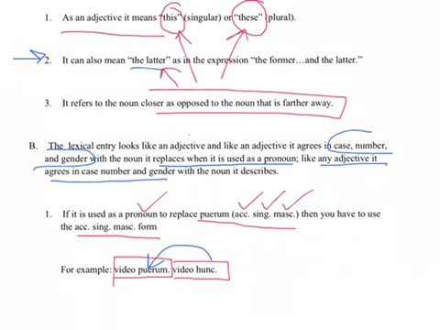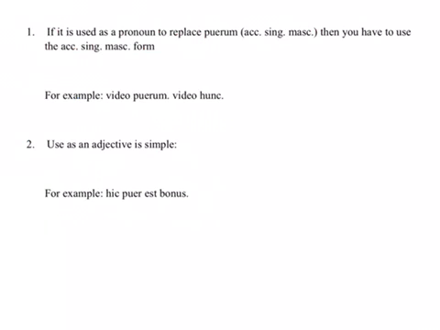Hunc has replaced puerum, and instead of saying I see a boy or I see the boy, you say I see this masculine thing. And from the context, presumably, you would know that the speaker or the writer was talking about a boy. If it is used as a pronoun to replace puerum, then you have to use the exact same case, number, and gender, and there's no difference when you use it as an adjective.